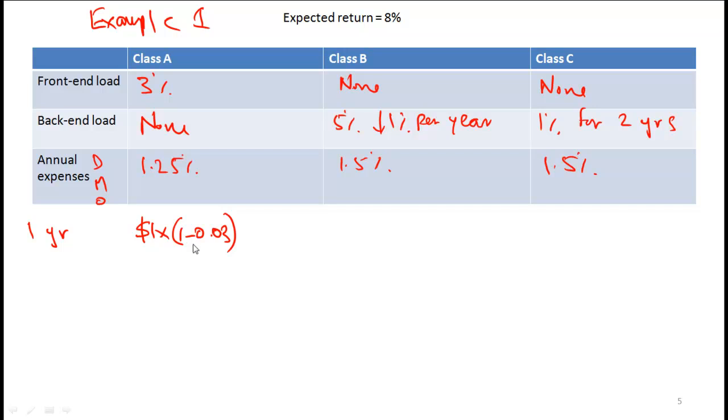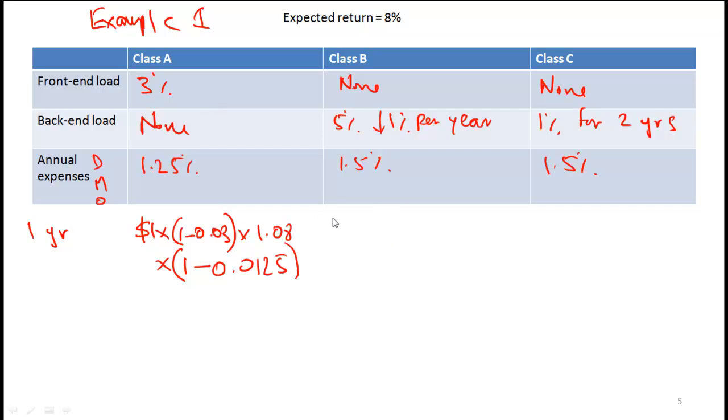So that gives you 97 cents right up front, and then assuming that this grows at 1.08, so that means this is growing by 8%, but we also have our annual expense of 1.25%, so we will multiply this by 1 minus 0.0125. So you can do the maths, and you can also check this in the curriculum, but this is how much money you will have after 1 year if you invest in class A shares.